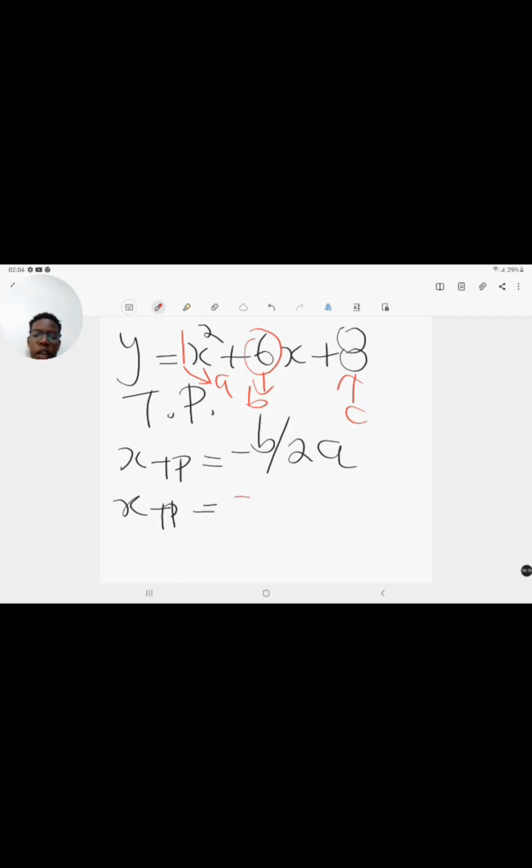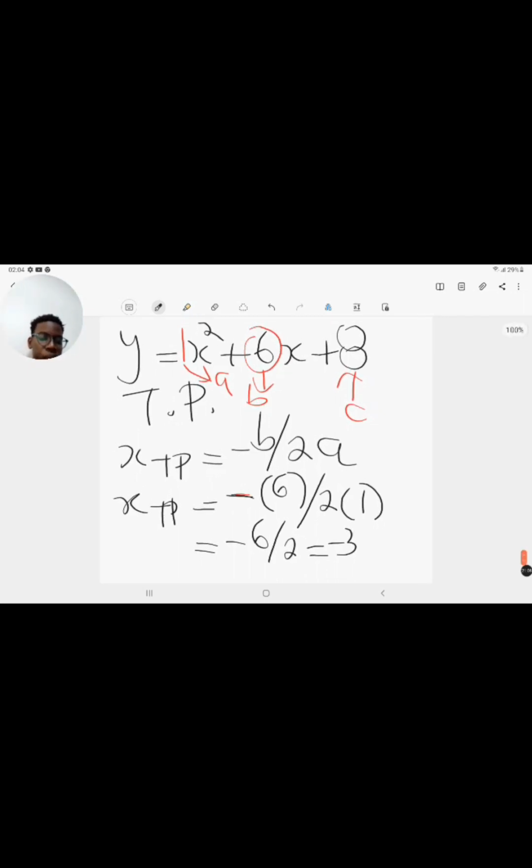Okay, so minus, let me use black, minus b, where b is 6, divided by 2 times a, where a is 1. Okay, this is going to give you minus 6 divided by 2, and this is going to give you minus 3. Okay, so this is the x value of your turning point.